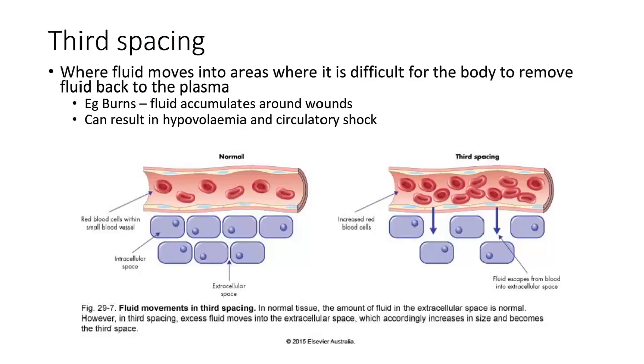Now there is a circumstance that they refer to as third spacing, and this is where the fluid has moved out into the interstitial spaces, forcing the cells apart, and it's not a particularly easy spot for fluid to be retrieved from. So fluid movement in third spacing, in normal tissue the amount of fluid in the extracellular space is normal. In third spacing, you're seeing excess fluid in the extracellular space, which increases the size of the space. And that can result in circulatory shock, which we've talked about, and hypovolemia.